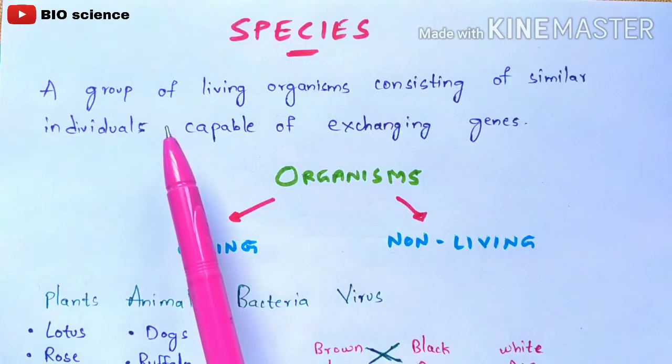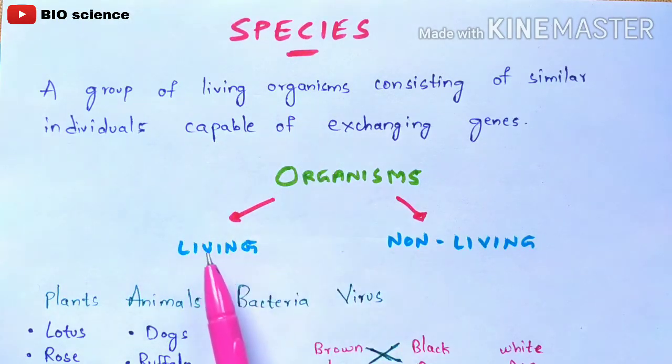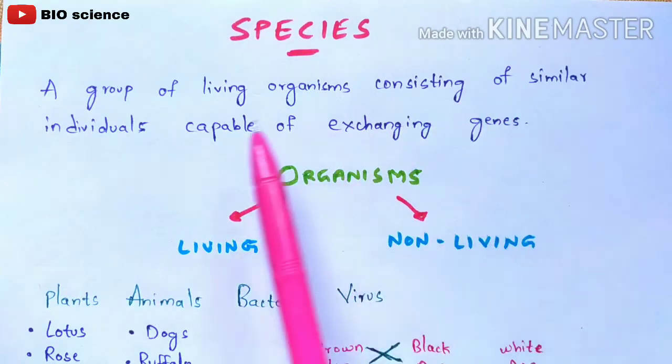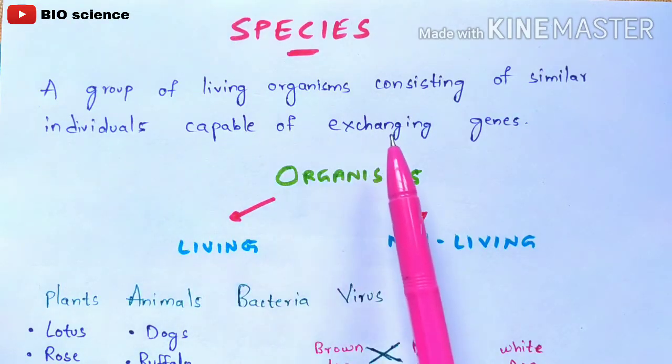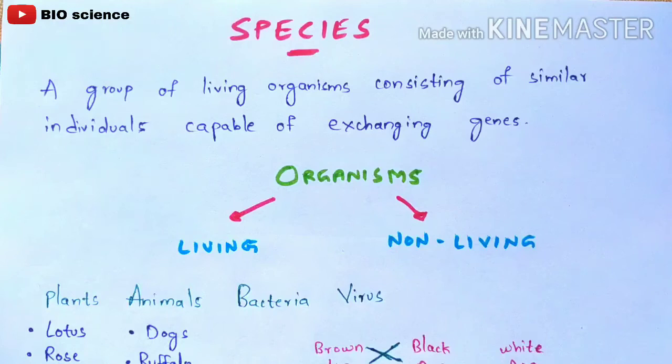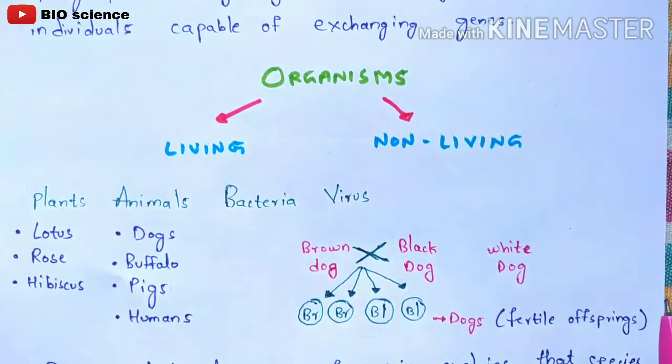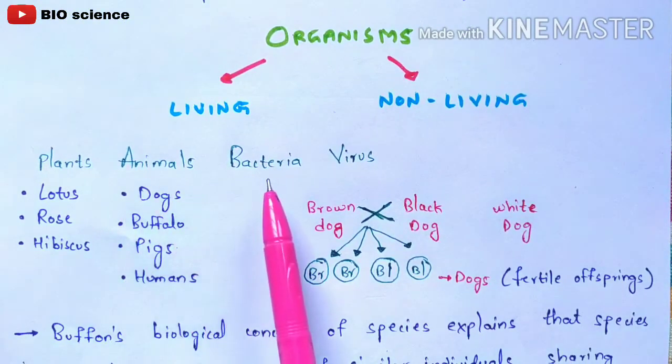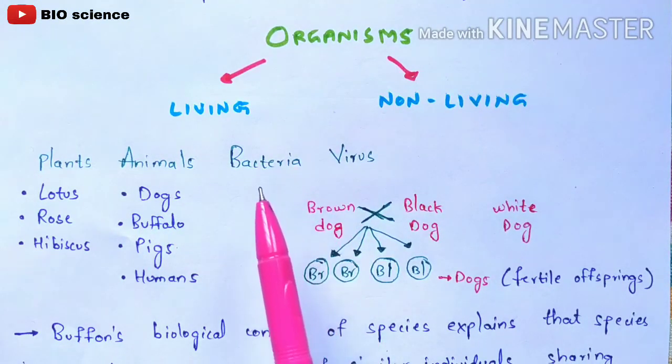So what is meant by species? A group of living organisms consisting of similar individuals capable of exchanging genes, right? Now I'm going to explain this definition properly. These are the living organisms, and they will be of various types, like plants, animals, bacteria, virus, and many other types like parasites even. Each of these living organisms consists of different types of species.